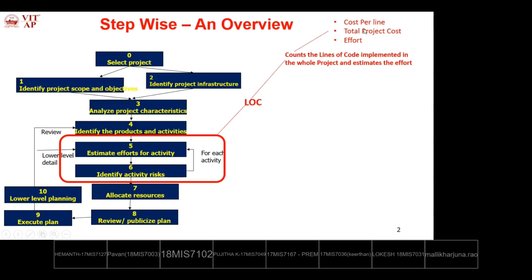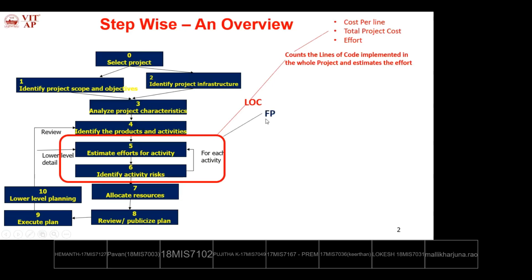Here we estimate each line in an object, then the parent object and grandparent object and so on. After identifying individual objects, the cost per object, cost per parent object, cost per grandparent object and so on, we estimate the total, that is the cumulative project cost. After that, we estimate the effort, which tells how many human resources are required to develop the whole project. That is what happens in the lines of code estimation methodology.